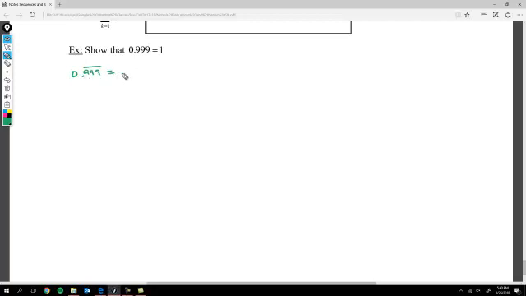Okay, well, 0.99 repeating is the same thing as 0.9 plus 0.09, right? Plus 0.009. So each time I'm just adding an extra 0, and I'm adding a 9. So I'm accounting for every decimal in my infinite repeating decimal. And I'm going to keep doing that. Okay, well, in fraction form, 0.9 is the same thing as 9/10. 0.09 is the same thing as 9/100. This is the same thing as 9/1000, and so on.